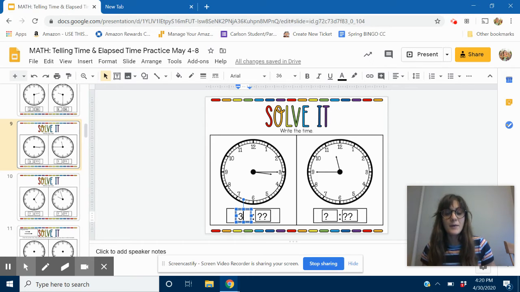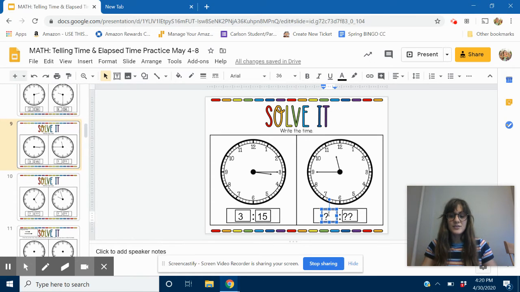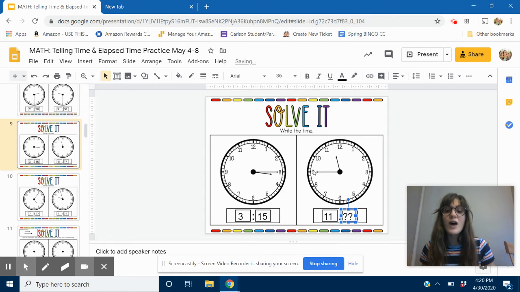We are going to skip count starting with the 1, 5, 10, 15. It's just like 3 times 5 is 15. You can also do it that way. Let's look at this clock right here. I see that the hour hand is pointing between the 11 and the 12. That means we are still in the hour of 11. And our minute hand is pointing right at the 9.